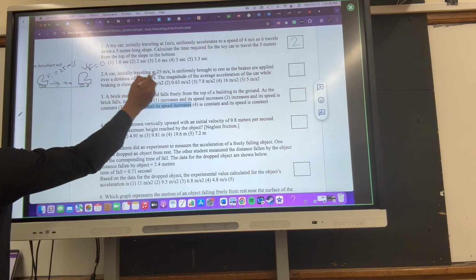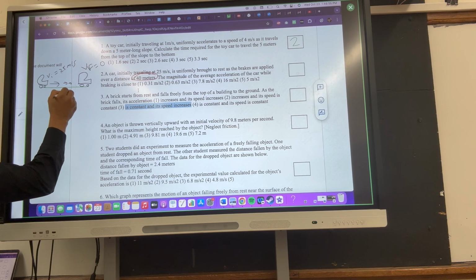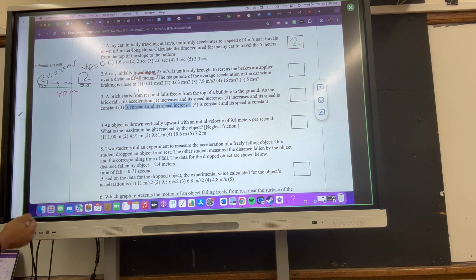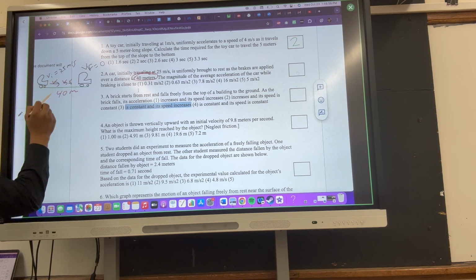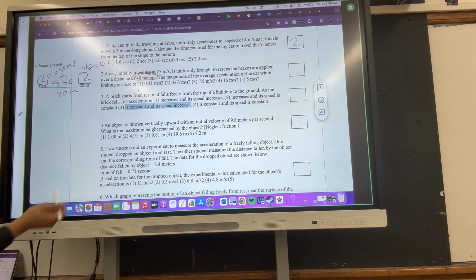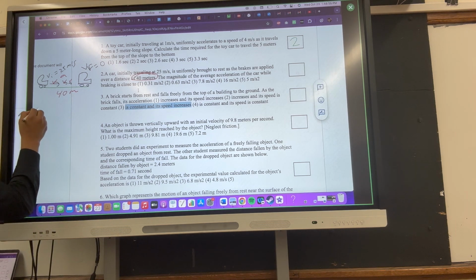It says that 40 meters. All right, what do you want to find? Acceleration. Acceleration was constant. This is velocity. Velocity is 25 to 0. Acceleration remains constant in the other direction, and we're trying to find the acceleration.